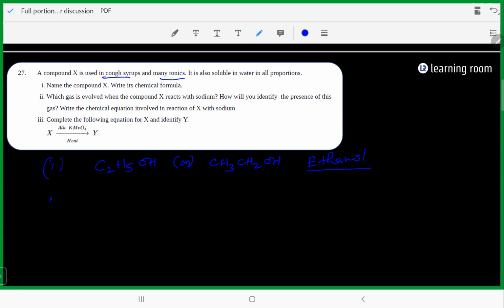And the second question: which gas is evolved when compound X reacts with sodium? When you have an aliphatic alcohol reacting with sodium metal, the hydrogen can be replaced and released as hydrogen gas. So when 2 moles of ethanol react with 2 moles of sodium, it is converted into CH3CH2ONa plus H2 gas.